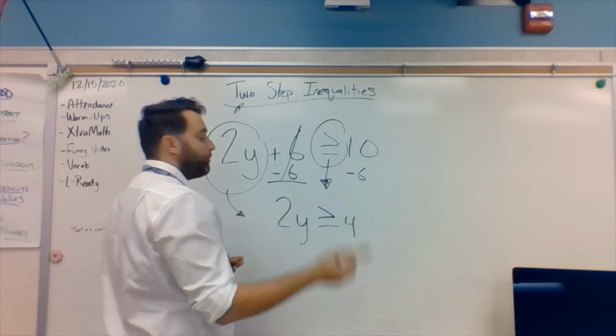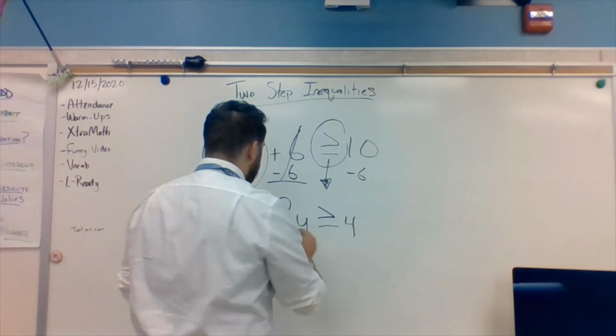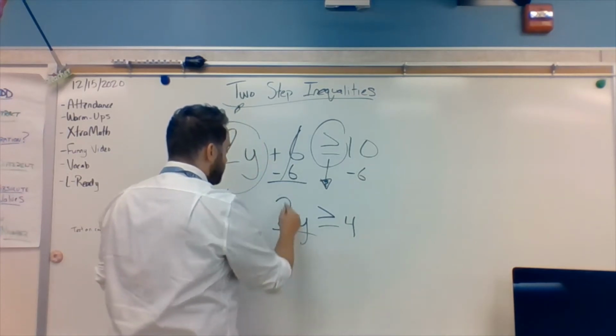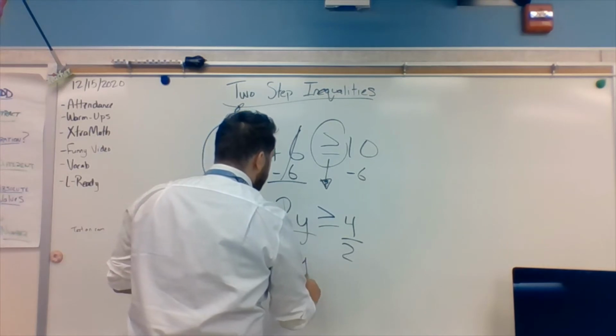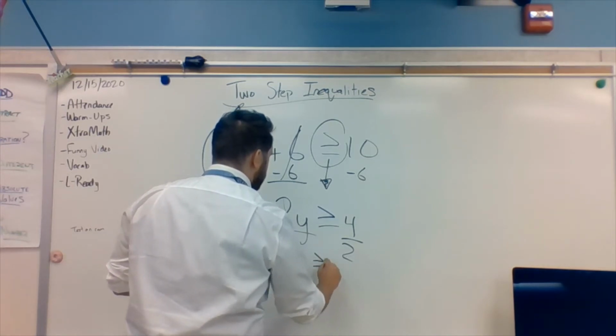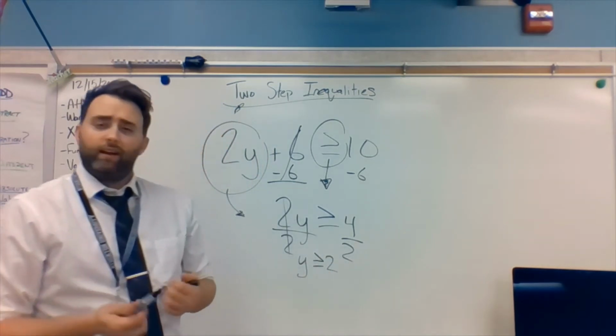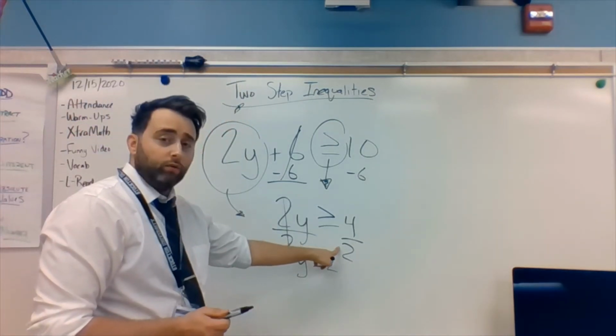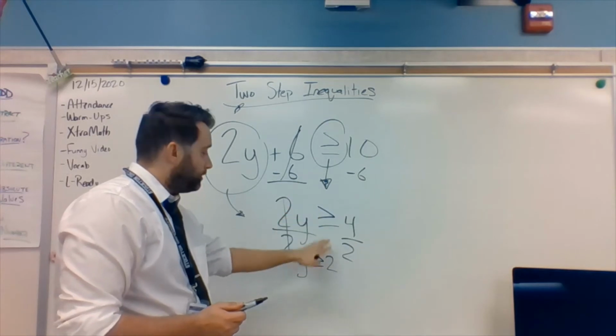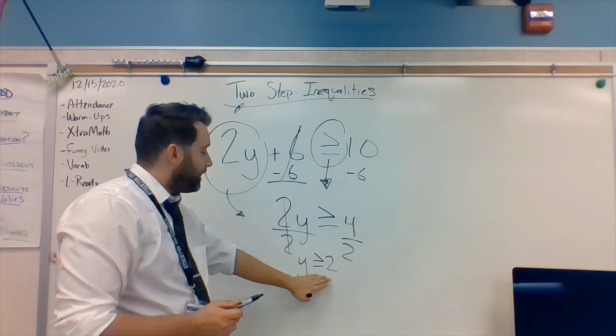So what's the opposite of multiplication? What undoes multiplication? Division. Divide both sides by 2. And the answer for this one is y is greater than or equal to 2. Now you're saying, I didn't double check. Did I divide with a negative number? No. So if you divide with a positive number, you keep it. Y is greater than or equal to 2.